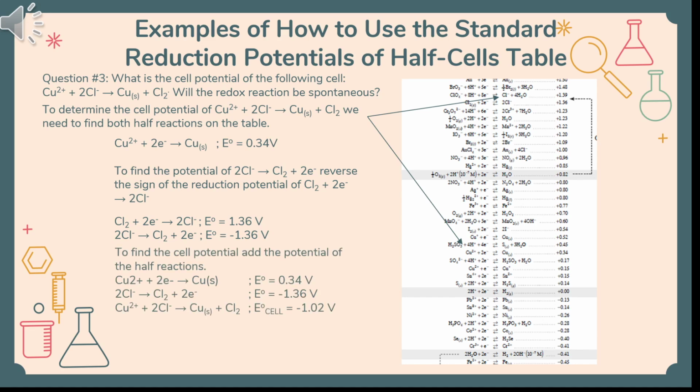To find the cell potential, we simply add the two together. 0.34 volts plus negative 1.36 volts is equal to negative 1.02 volts. The cell potential is negative 1.02 volts. And given that the cell potential is negative, the reaction is non-spontaneous.